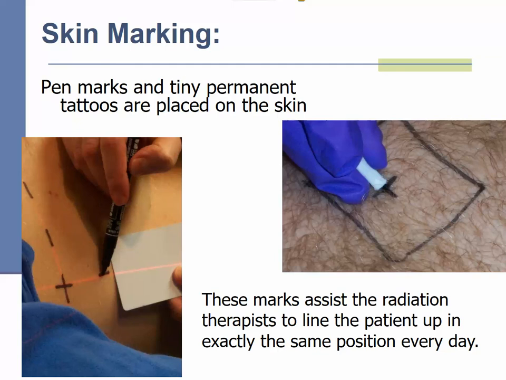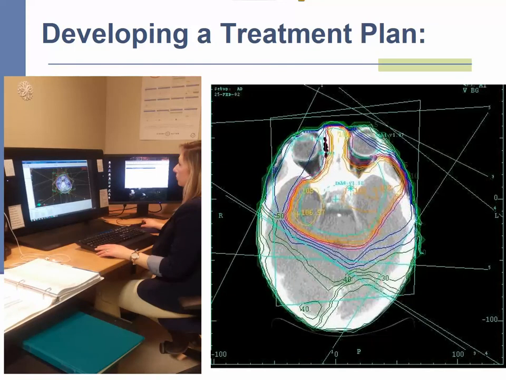So once the CT simulation is completed, the patient is free to go for now, and their data set is automatically sent into the treatment planning department, where a dosimetrist, who is a specialized radiation therapist, works very closely with the radiation oncologist to develop a treatment plan. And the goal of the treatment plan is to deliver the highest dose possible to the area identified by the physician while minimizing dose to the critical structures around that area.